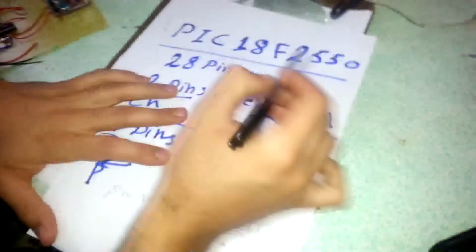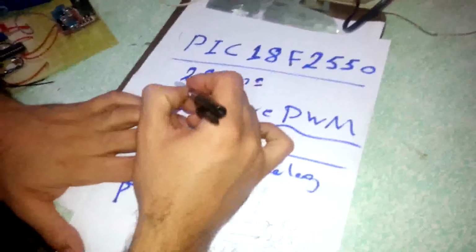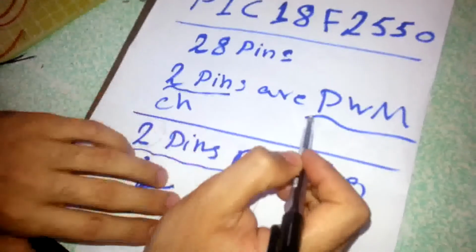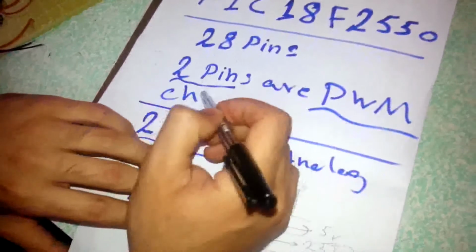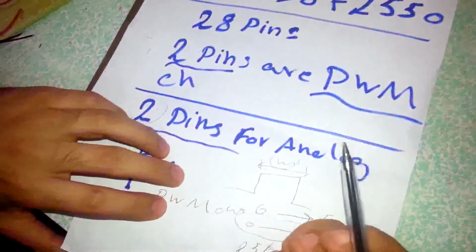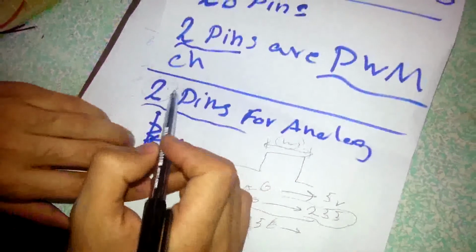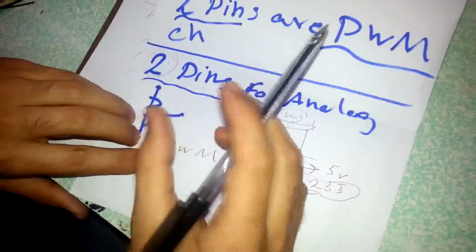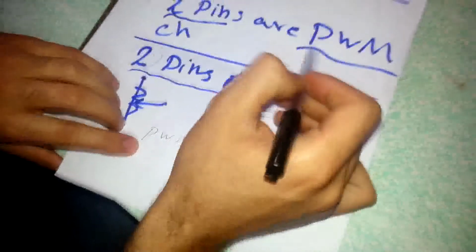Well, the components I'm using here is a PIC 18F2550. This PIC has 28 pins. 2 of these pins are pulse width modulation channels. The others are digital output or analog inputs. I have used 2 of these pins as analog inputs to get a variable width for the pulse width modulation.